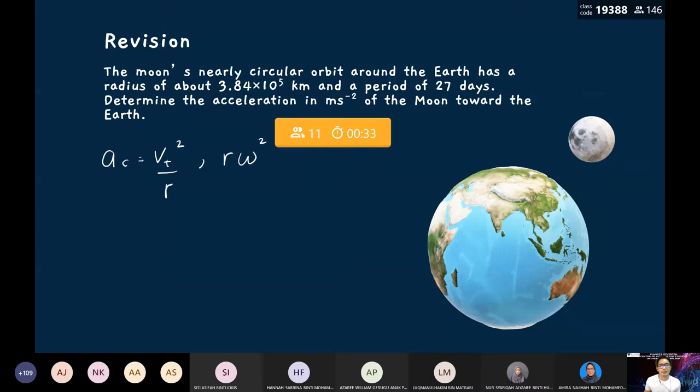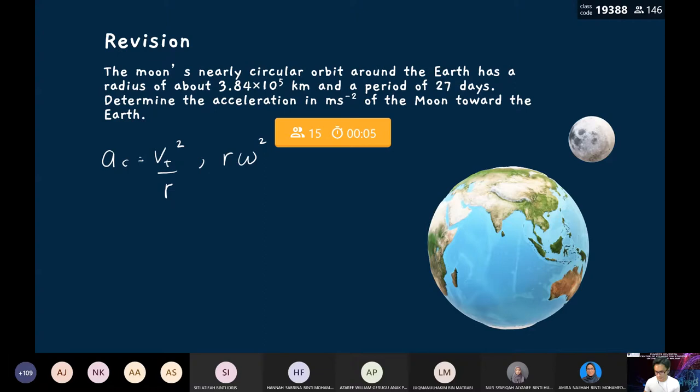Alright. Most of you answer it correctly. Cuma ada beberapa yang silap. Maybe didn't change the kilometer to the meter. So you have to convert them in meter, and also this in second. So ada yang silap dekat function maybe. Okay, 5 seconds left.